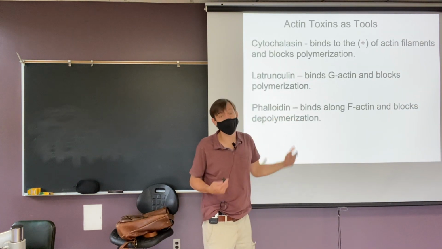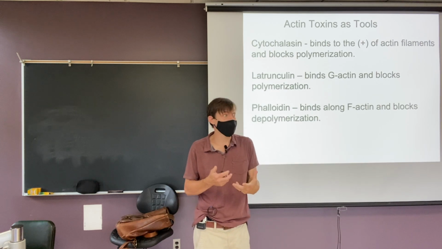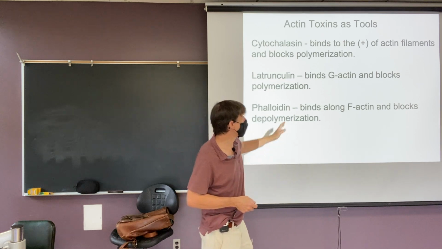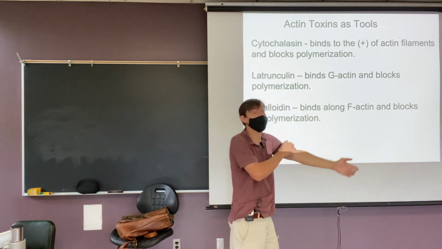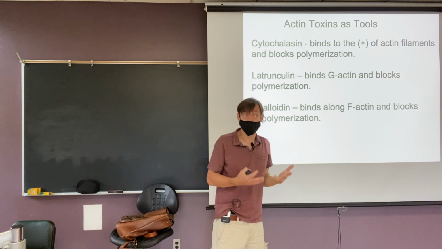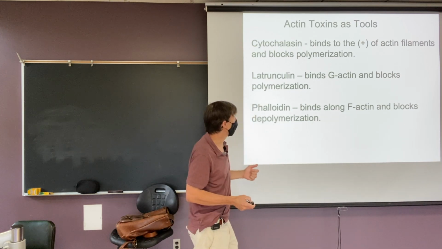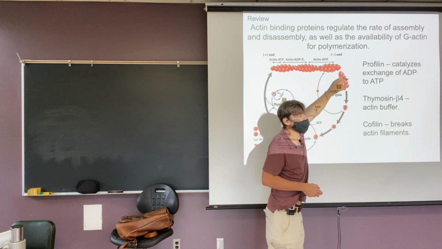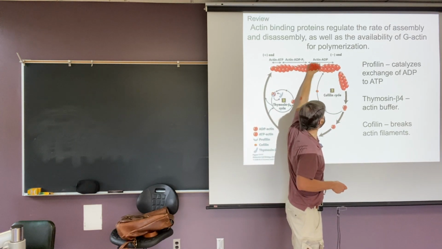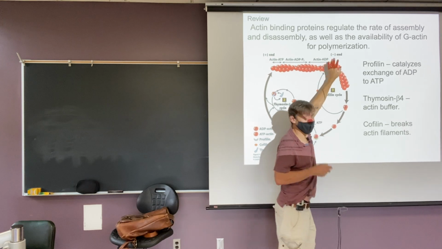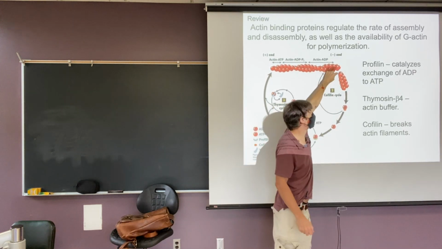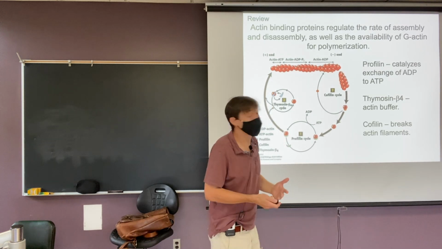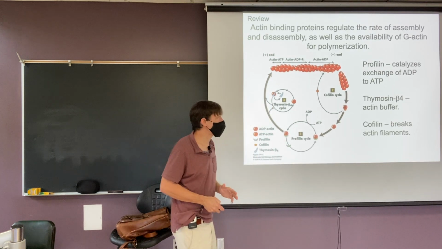And phalloidin is a toxin that's found in some types of mushrooms. What it does is it binds the actin filaments themselves, and it blocks depolymerization. Just to talk about that, here we have an actin filament. So phalloidin is going to bind to the filament itself, and it seems to inhibit the depolymerization, especially at high concentrations. As to the mechanism, I'm not exactly sure what the details are.